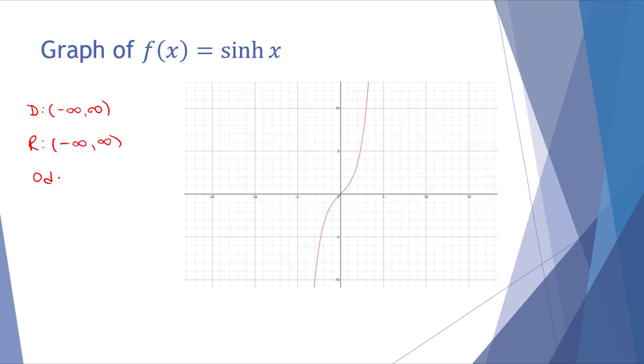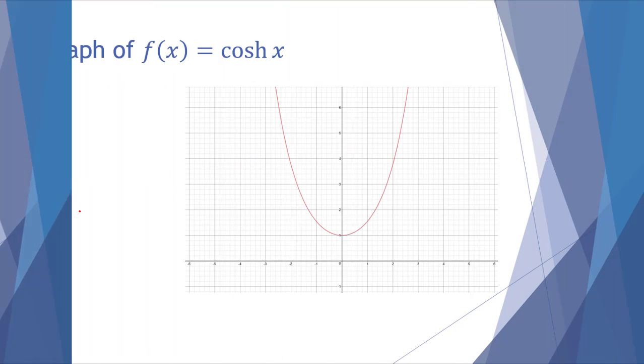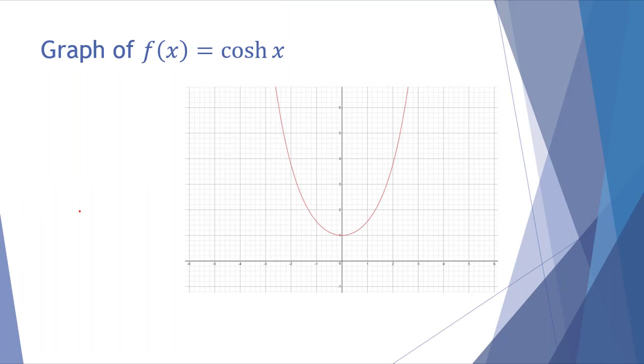It is odd, meaning that it has symmetry with respect to the origin, as opposed to the hyperbolic cosine of x. Notice this one, the domain is also negative infinity to infinity. However, the range goes from 1 to infinity. Visually, this looks more like a parabola than it does cosine x, that's for sure. This is not a parabola. It is similar in appearance, but it does not have the same properties.